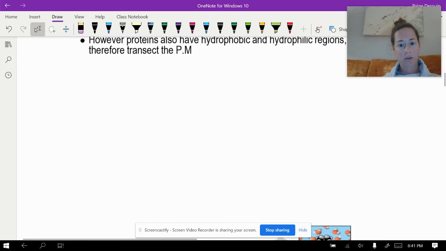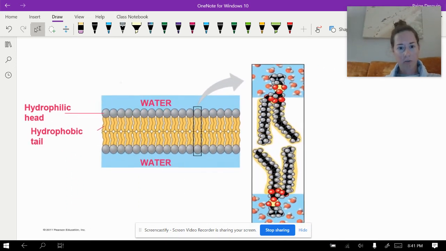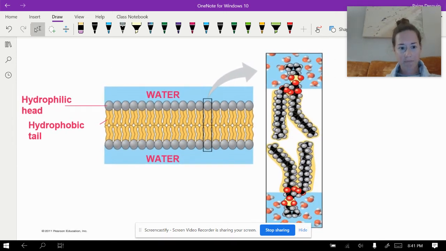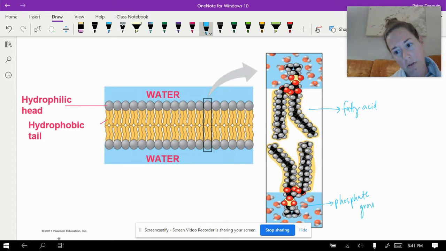Okay, here is a photo of your phospholipids forming a bilayer because it's a double layer. And then a very zoomed in version that shows you here's the fatty acid tails, and here's your phosphate group. And that's what forms your cell membrane.